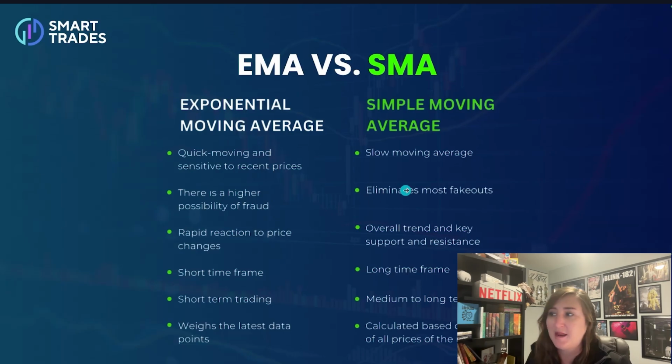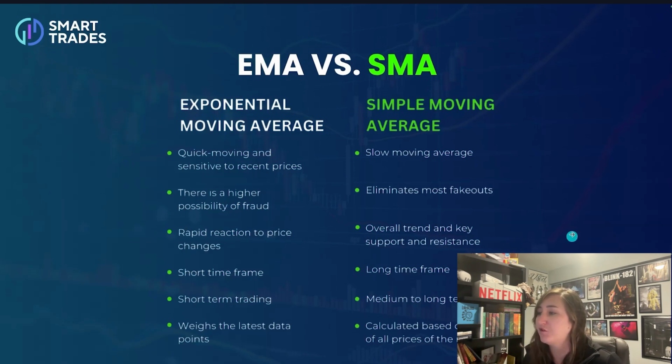Here are the pros and cons. The SMA eliminates most of those fakeouts for us. However, with the EMA, there's a higher possibility we will get faked out or hit our stop loss. The good thing is we get rapid reaction to price changes, so we're able to spot trends quickly. If we can spot a trend reversal quickly from a short to a long, we can really capitalize off that and make a lot of money.